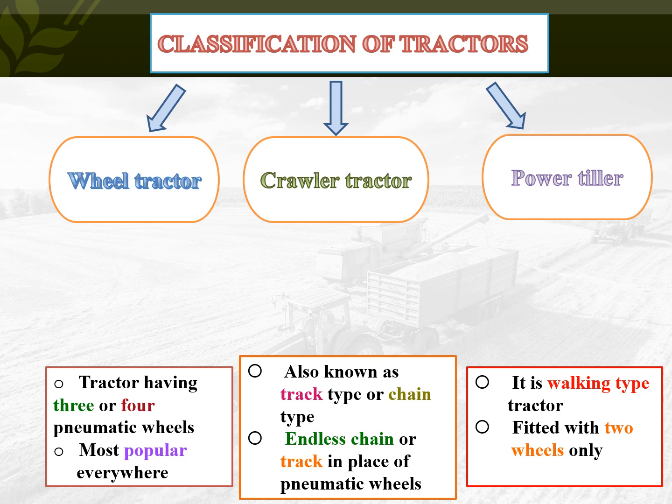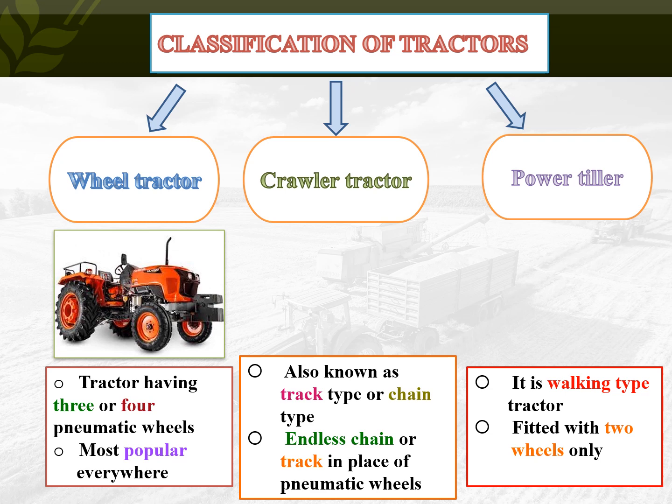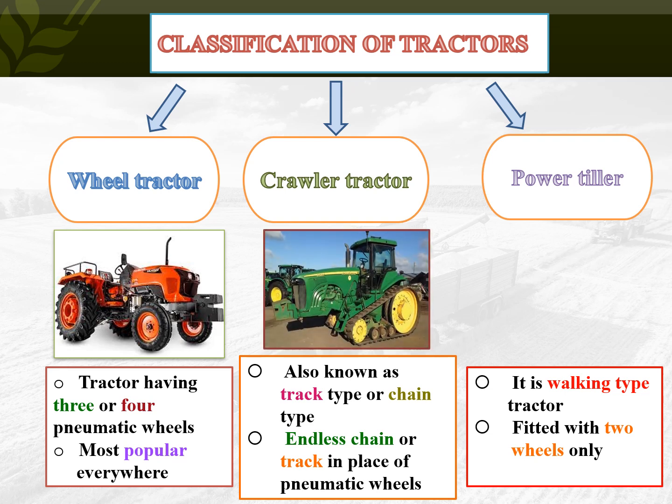Now we discuss the classification of tractors. The three ways of classification: one is wheel tractor. To perform the farm activities in the agriculture field, a wheel tractor is required. If a tractor has 3 or 4 pneumatic wheels, it is wheel tractor. To perform activities in mountain areas and for construction purposes, crawler tractor is needed. Instead of pneumatic wheels, an endless chain or track is present, and it is also known as track type or chain type.